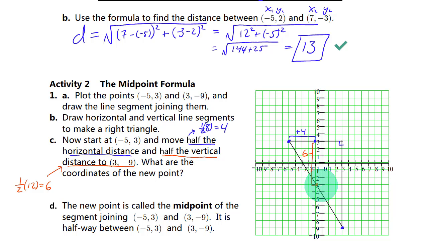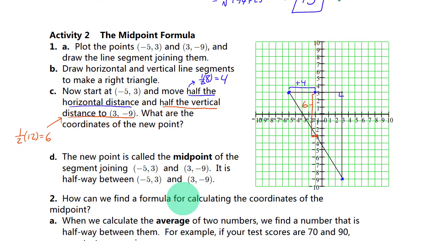That point, because it's half of this vertical distance and half of this horizontal distance, is a midpoint. You can see it's exactly about halfway between the 2 points you started with. So that's why it's called the midpoint, because it's halfway. So how can we find the formula for calculating the coordinates of a midpoint? Well, the new x-coordinate is -1. That -1 is halfway between -5 and 3.